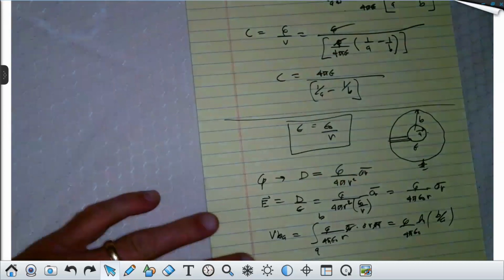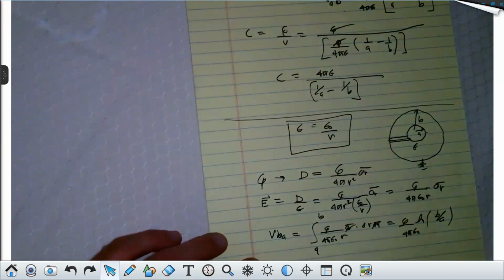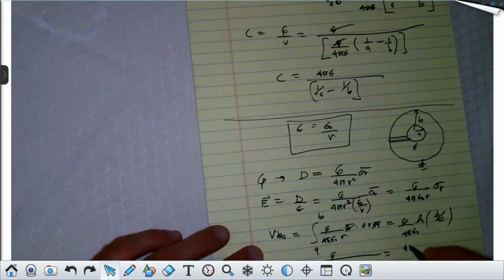And finally, what's the capacitance going to be between the inner and outer radius? Well, it's Q over V_BA, or the Q's cancel, and that means I get what? 4 pi epsilon naught divided by the natural log of B over A. Take a careful look at that. Do y'all agree with that?